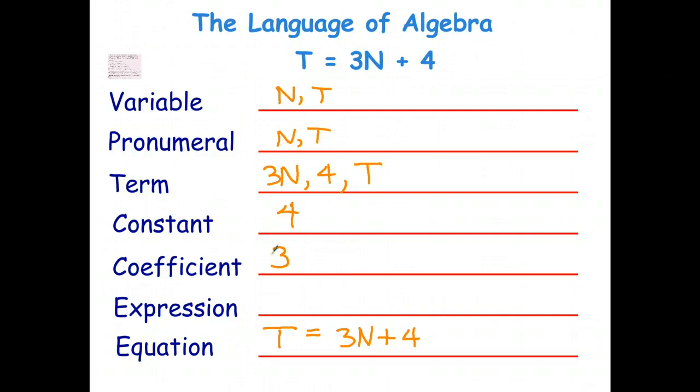And finally, an expression is one side of an equal sign. So 3n plus 4 is an expression. Expressions don't have equal signs. t by itself is also an expression. The 3n by itself is an expression, and the 4 by itself is an expression. So an expression basically is an algebraic statement that doesn't contain an equal sign.